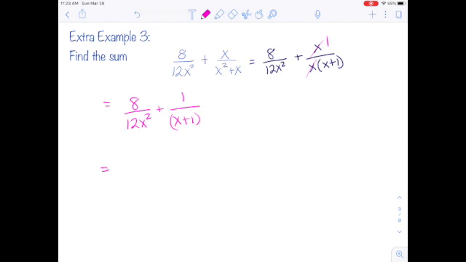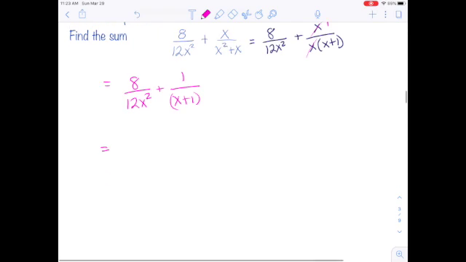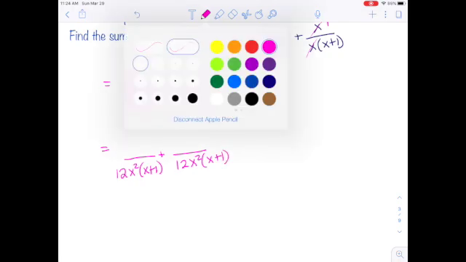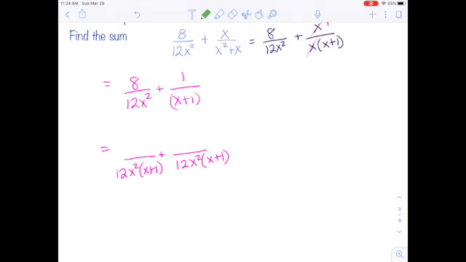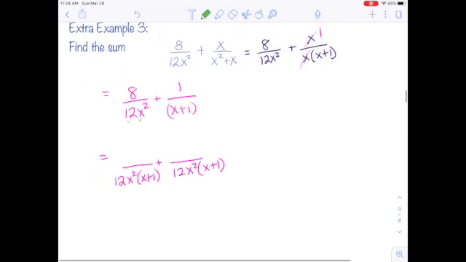Now, you think of the common factor between 12x squared and x plus 1, and you end up just multiplying those denominators, which is a valid option for you to always do. So your common denominator would be 12x squared times x plus 1. So we'll make both of them 12x squared times x plus 1. And then you have to think of, what do you have to multiply each fraction by to get that common denominator?